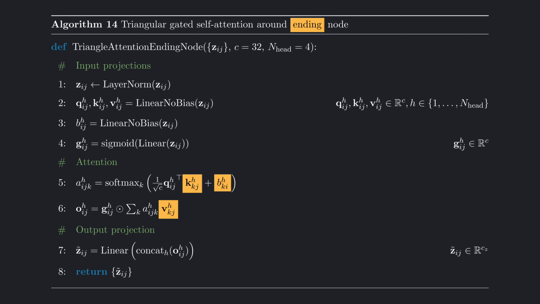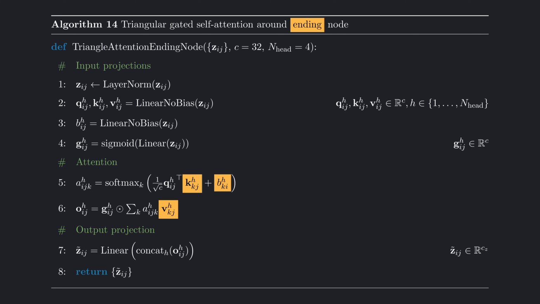The differences to the previous algorithm are highlighted in yellow. This time we have column-wise attention, again using the pair representation itself as bias. But this time we transposed the bias. You can tell from the indices in line 5. The column index j is fixed for q and k, as it should be for column-wise attention. Using the query index as the first dimension and the key index as the second dimension, the attention scores have the indices in the order ik.